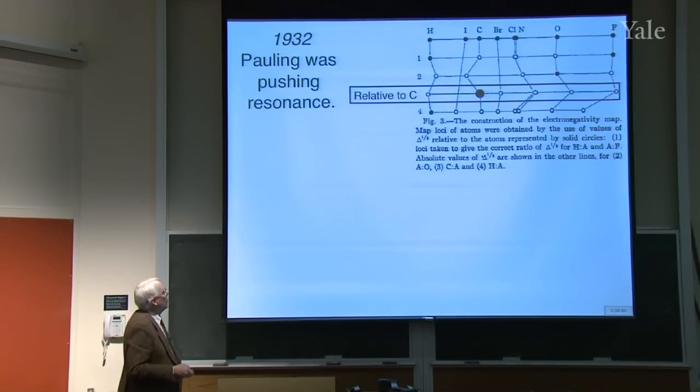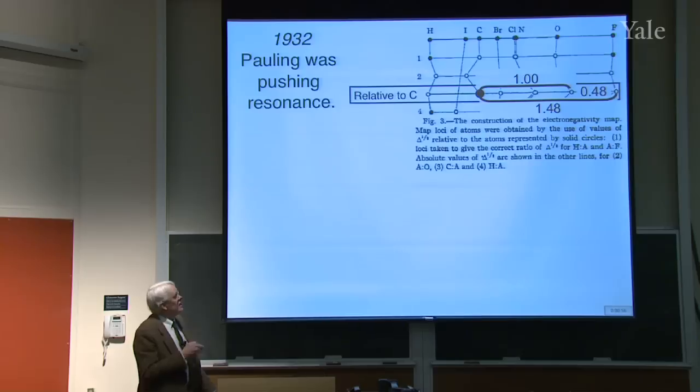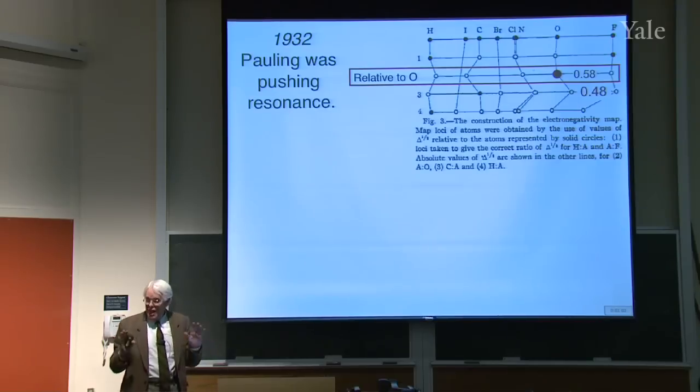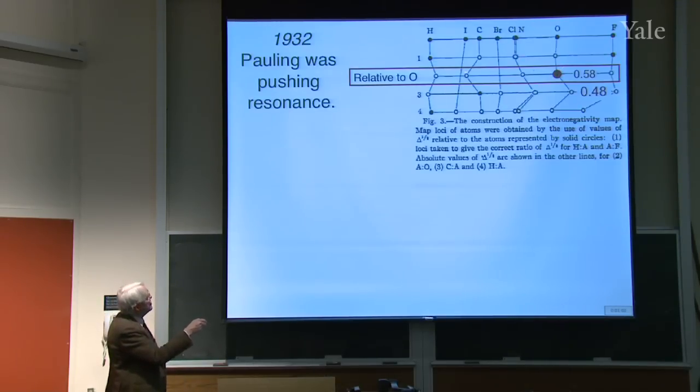So that's these other horizontal lines. Notice that in the case of carbon, the difference between carbon and oxygen is 1. The difference between carbon and fluorine is 1.48. And then the difference between oxygen and fluorine is 0.48. And experimentally, if you measure relative to oxygen, oxygen to fluorine is 0.58. Not bad. Okay? So here are the others compared to oxygen for the OX bonds.